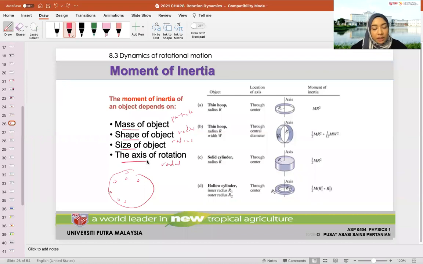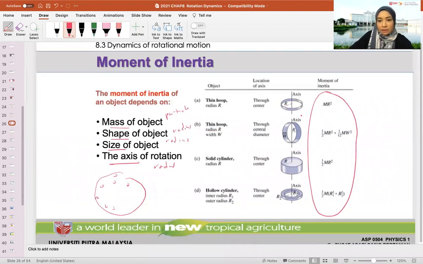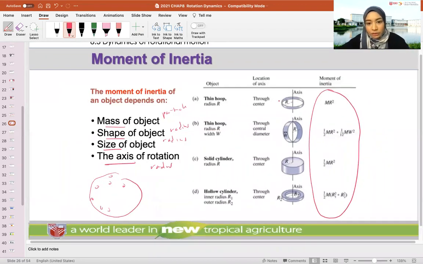Okay, so to make our life easier, let's just memorize this table. If you don't want to memorize, you have to integrate. So let's just memorize. I would rather memorize than integrate. Okay, so for a thin hoop with radius capital R, kenapa gambar dia macam tak clear? So for a thin hoop with radius capital R, the moment of inertia is mr squared, m referring to the mass, R referring to the radius of the thin hoop. And then this is the axis of rotation, by the way.